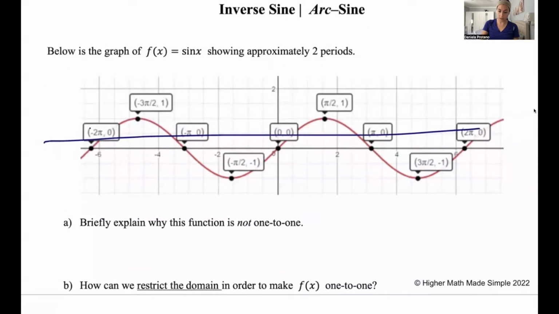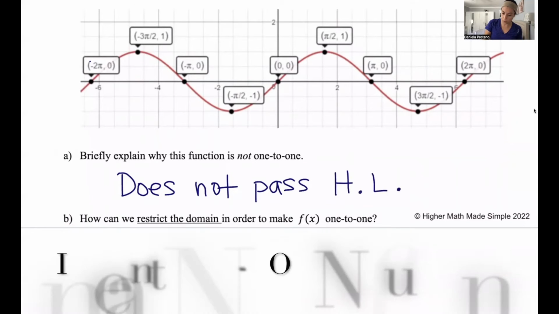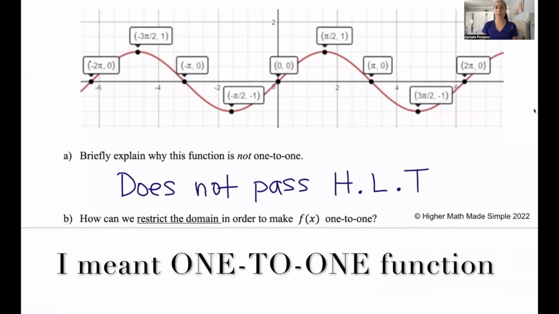And the important thing is, why does a function need to be one-to-one? Because when it comes to evaluating the inverse trig function, it needs to be a one-to-one function. So the answer for why it's not one-to-one is because it does not pass the horizontal line test. To be one-to-one, it has to pass both the vertical line test and the horizontal line test. In other words, both the inverse and the original function have to be a function.